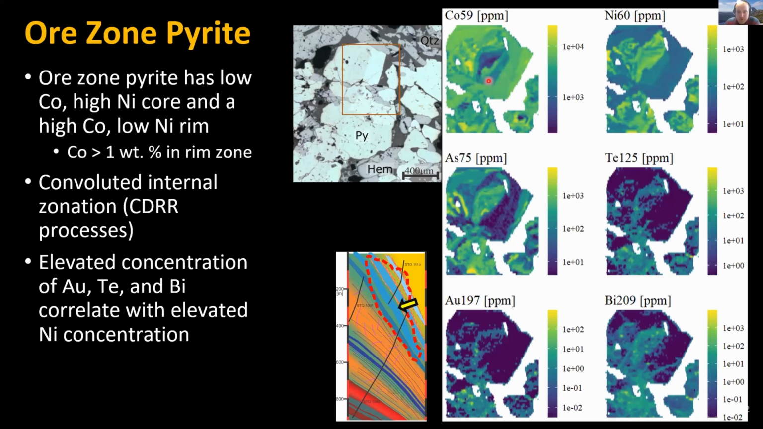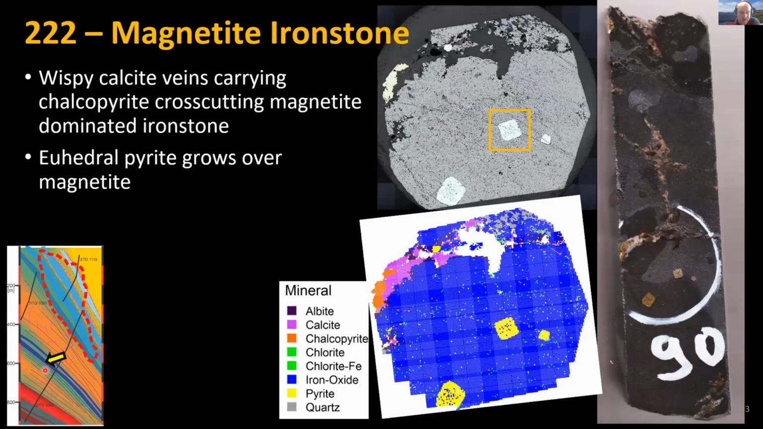We now go further down to the magnetite-dominated ironstone. It's here an example, relatively black rock. It's all magnetite with some pyrites and some wispy calcite veins cross-cutting the ironstone. The circle shows the laser mount.